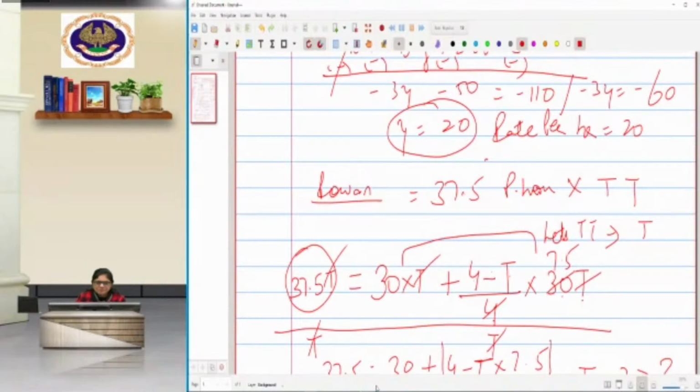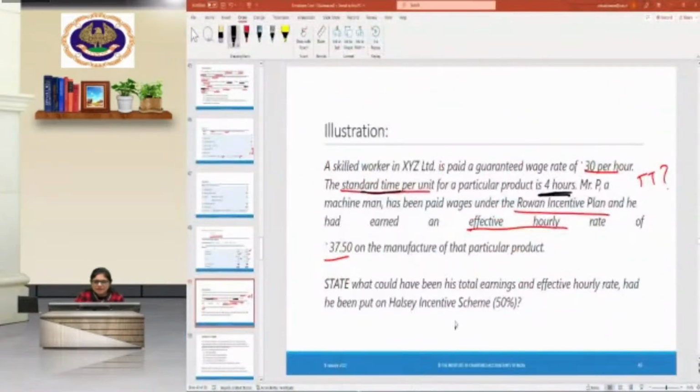All right. So if we go back here again, since we now know T is 3, please calculate the equation under the Halsey scheme and calculate the total earnings under the Halsey scheme. We can calculate it here only since now we know. So what does Halsey say under the Halsey plan? Time taken into rate per hour. So 30, time taken into rate per hour, time taken we have calculated as 3.